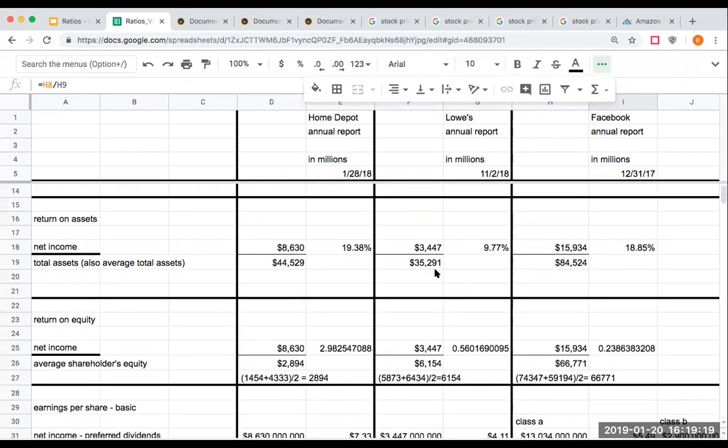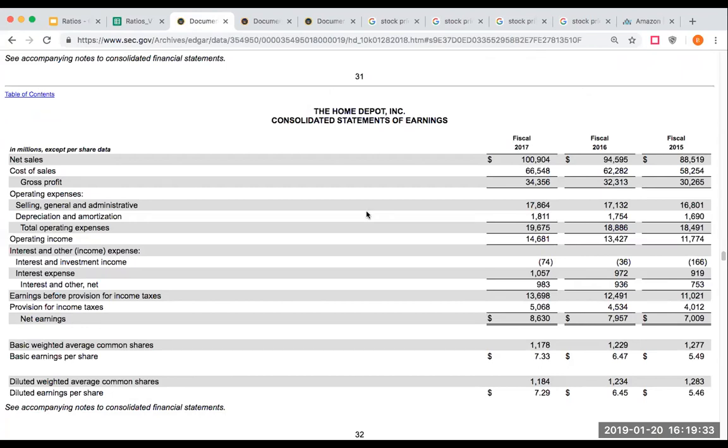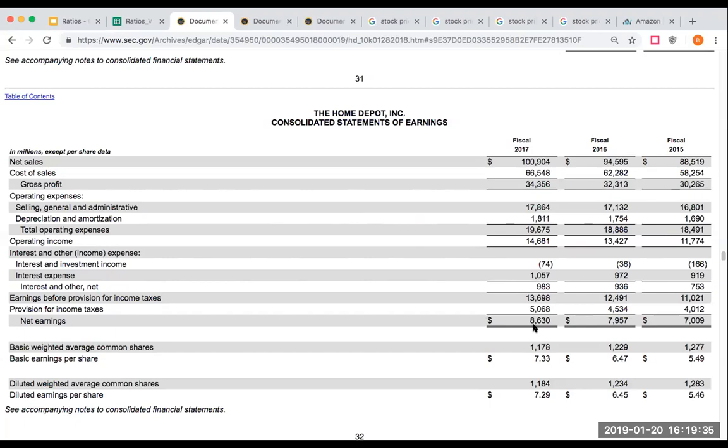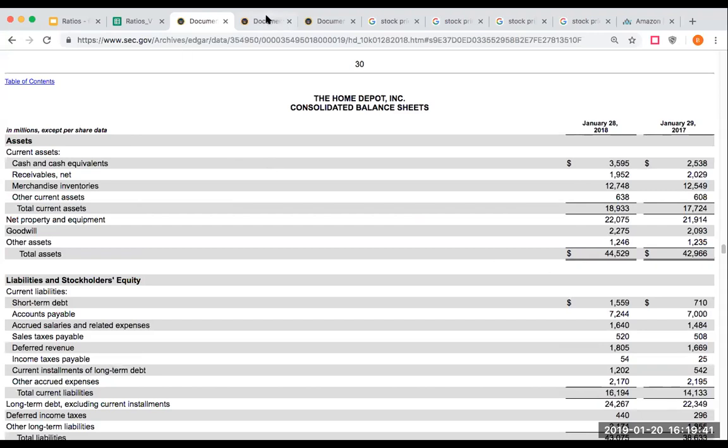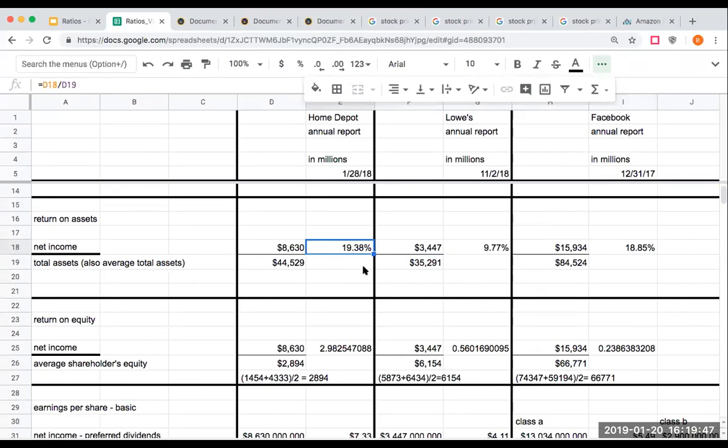The next one we're going to look at is return on total assets. For Home Depot and Lowe's, I'm just going to use total assets because they were pretty close to one another. So for Home Depot, I'm taking the net earnings of $8.6 billion and dividing that by the total assets of $44.5 billion to get about 19.38%. So they're doing pretty well in terms of what kind of income is being generated as a result of the total assets they're holding.